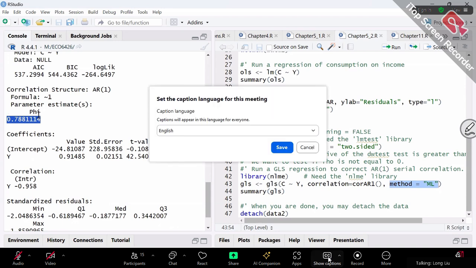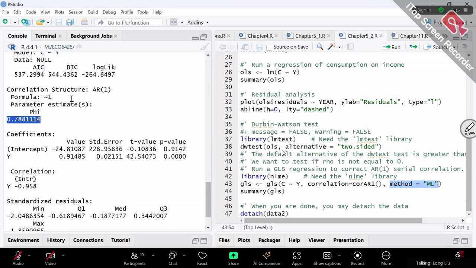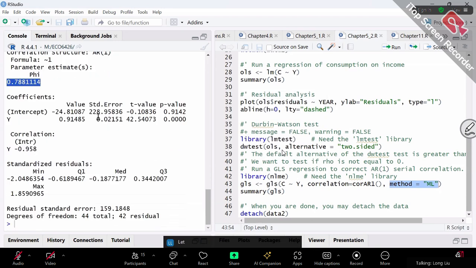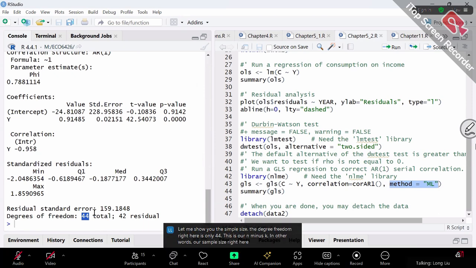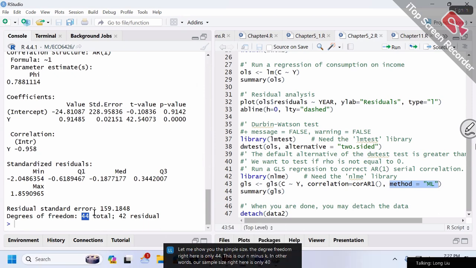Why is this rho hat not very good? Very simple. Let me show you the sample size. The degree of freedom right here is only 44. This is our n minus k. In other words, our sample size right here is only 46 states. Our sample size is really, really small.